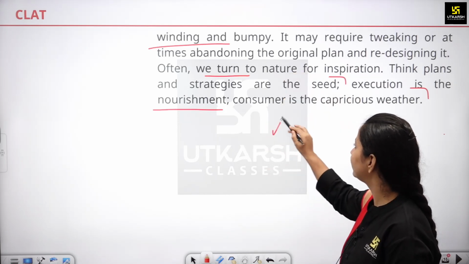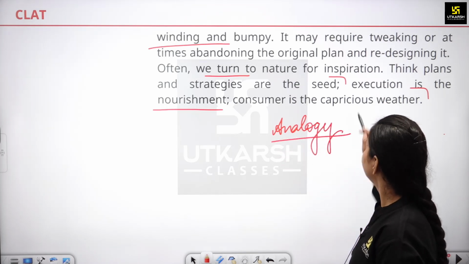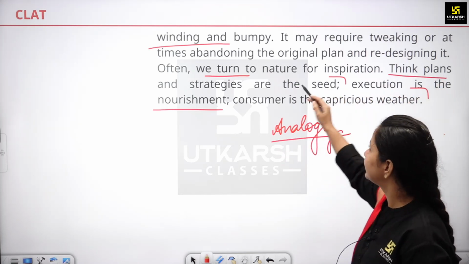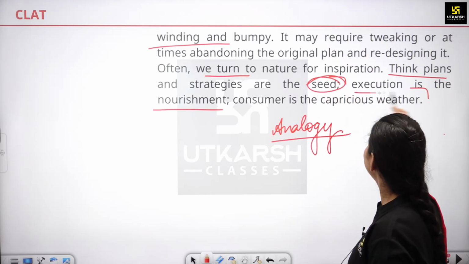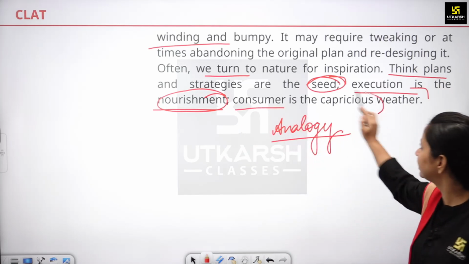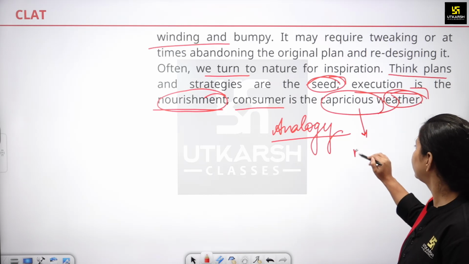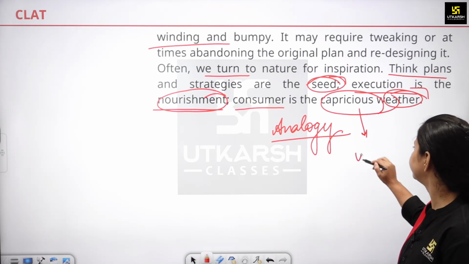So we can say analogy is being used here, since it is comparing plans and strategy with that of the seed, execution with that of the nourishment, and consumer with that of the capricious weather. Again, capricious means not constant, unconstant.